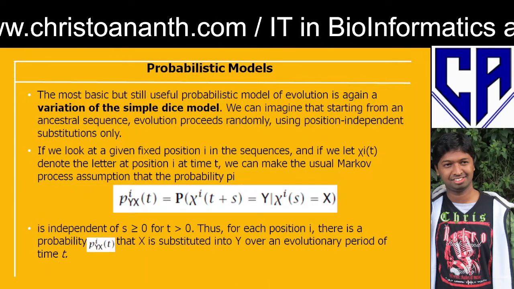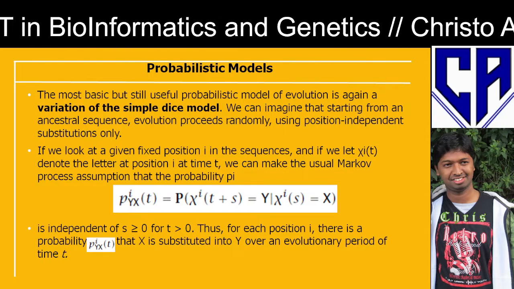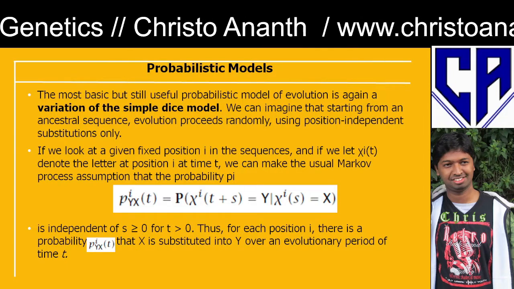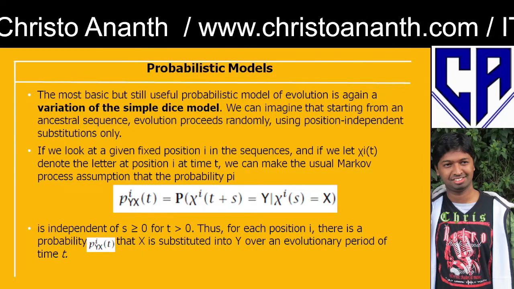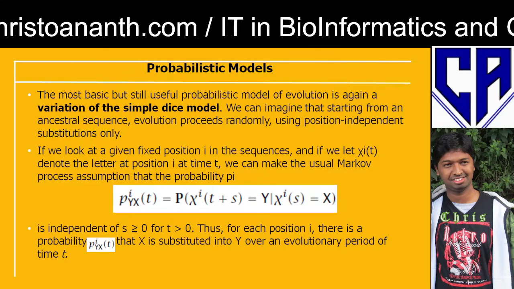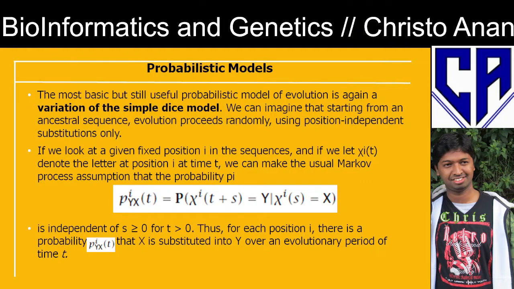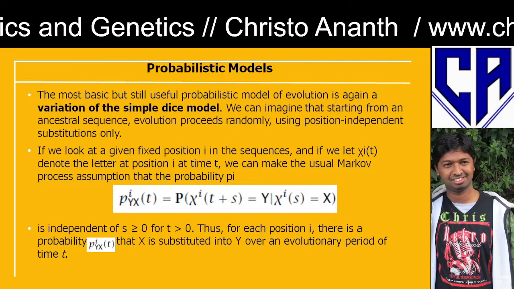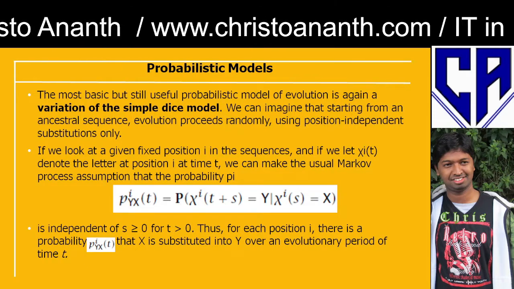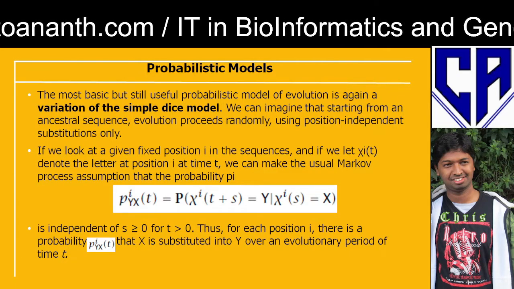So these are the probabilistic models. These are mathematical models. So evolutionary theory comes from probabilistic models, and a probabilistic model will have a variation of a dice model. Okay, so we'll have an ancestral sequence. We'll have a randomly distributed evolutionary process. So we'll use the Markov process. We'll have p y x power i of t equal to probability of xi of t plus s, that is the variation of the simple dice model, equal to y given xi of s is equal to x.